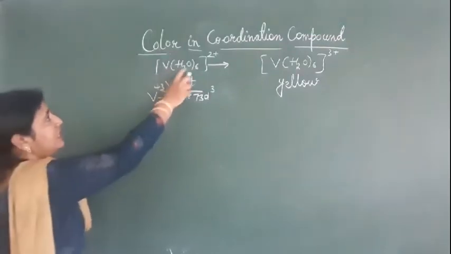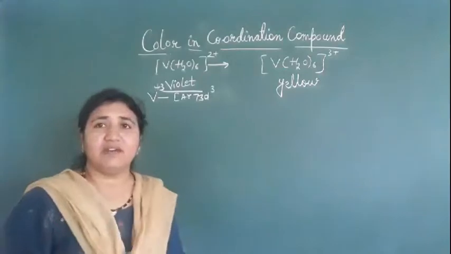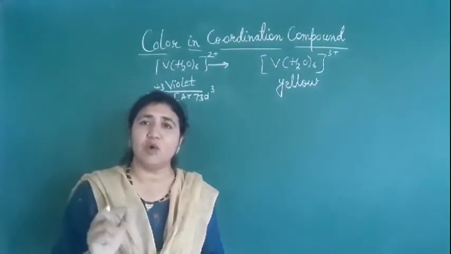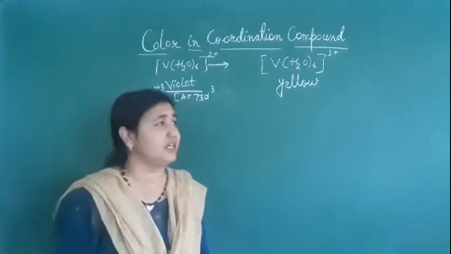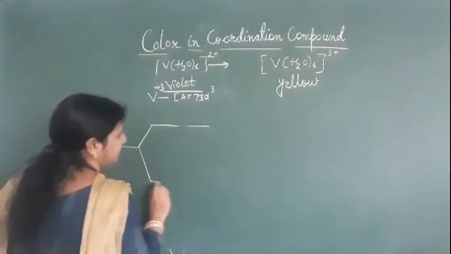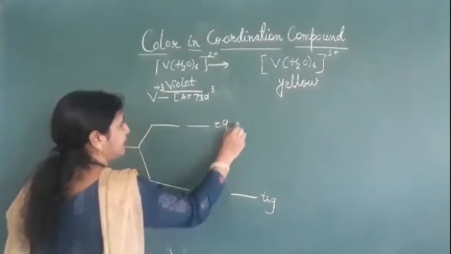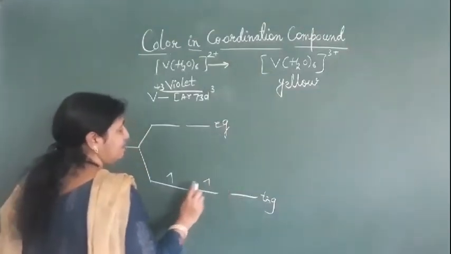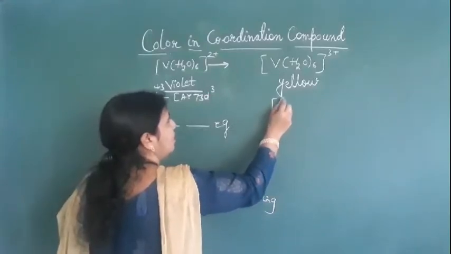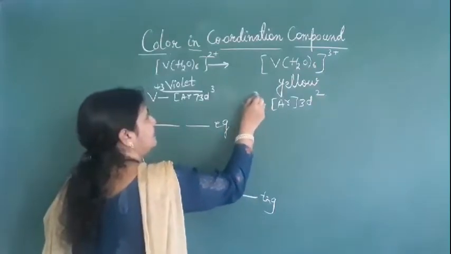Here 2+ charge is there, here 3+ charge is there. As we know, as the charge increases, the splitting, the delta O value, increases. So in this case the splitting will be large. This is the t2g set, this is the eg set. Here we had 3 unpaired, but for +3 it will be argon 3d2. Correct? V3+ oxidation state.